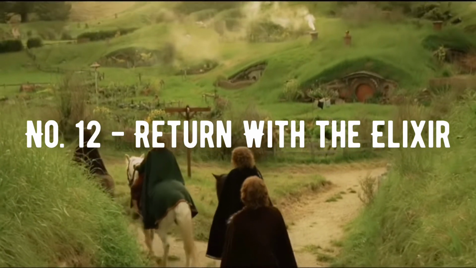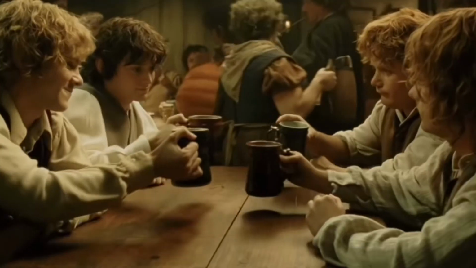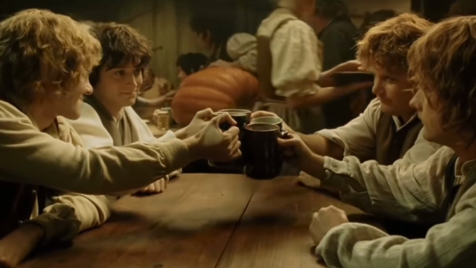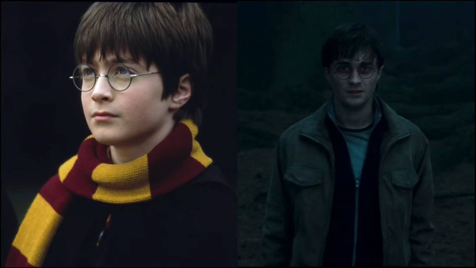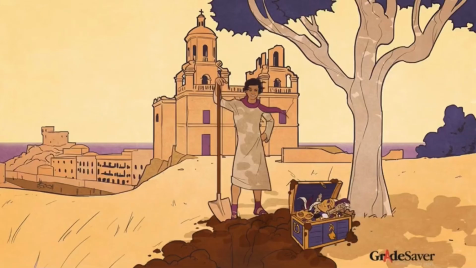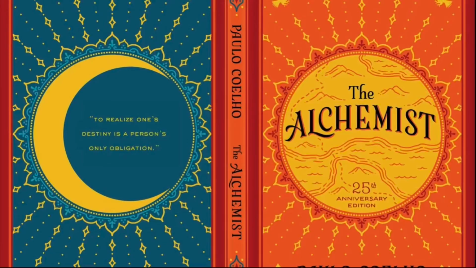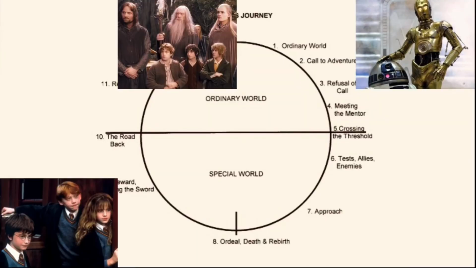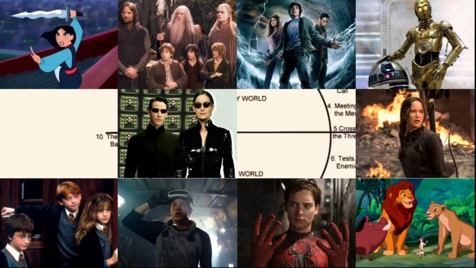Number 12. Return with the Elixir. Finally, the hero returns home with his reward. This stage particularly emphasizes how the protagonist has been shaped by their journey. Santiago's homecoming takes place in the epilogue, where he has returned to Andalusia and claimed his treasure. In conclusion, The Alchemist is a good book with a very compelling story, one of many that follows the archetypal structure of the hero's journey.